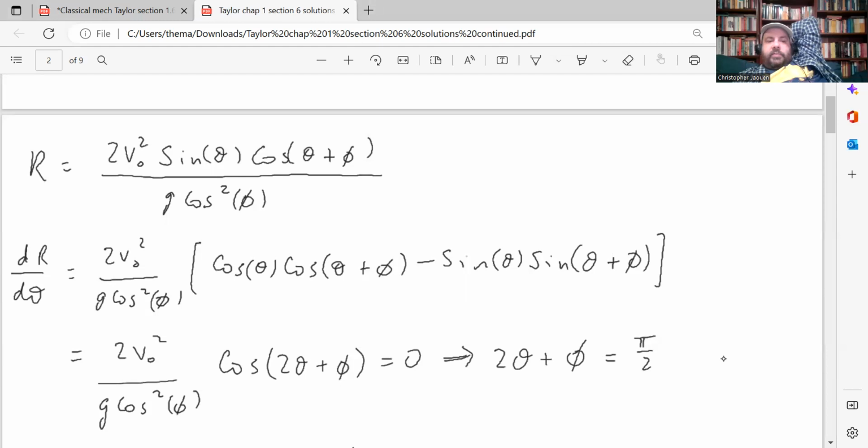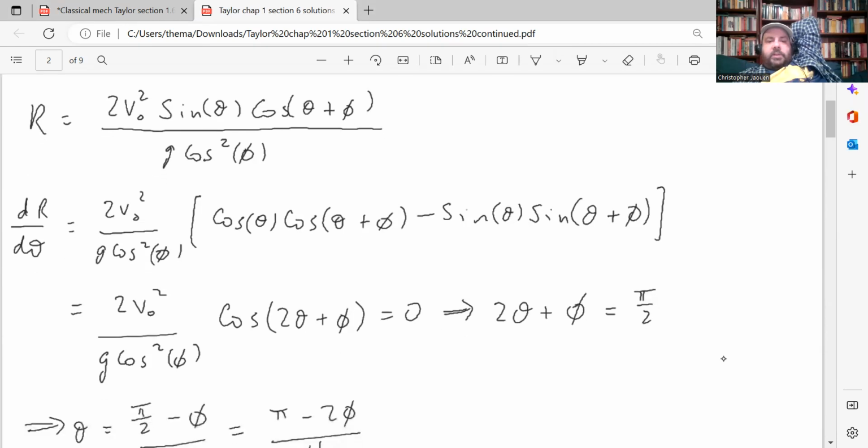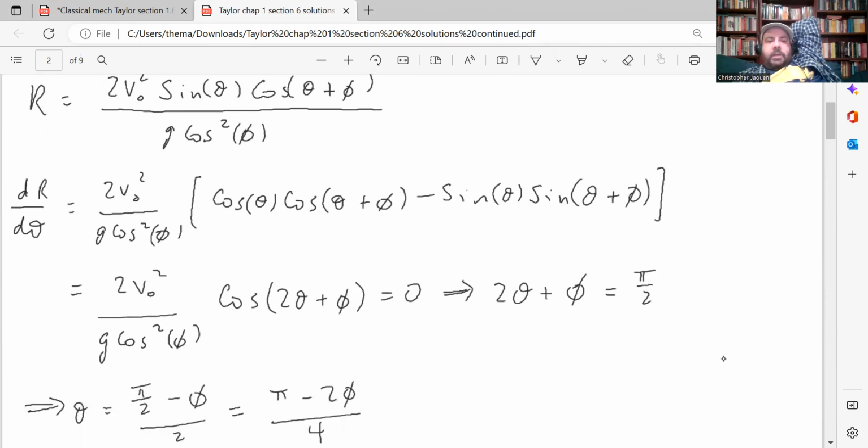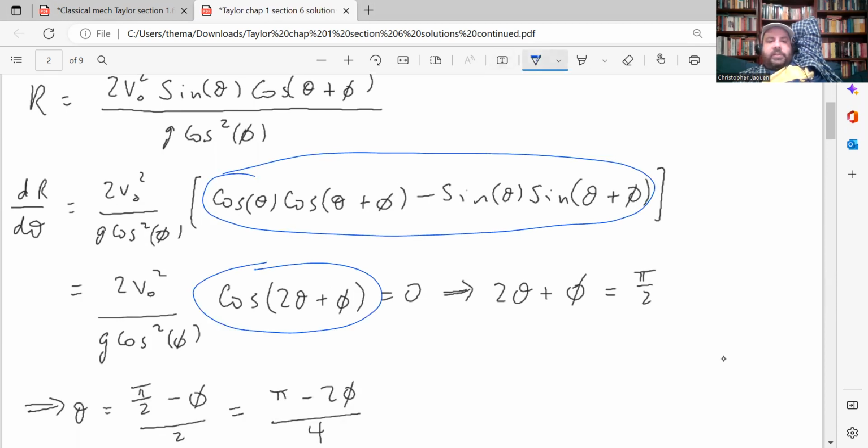I just took the derivative of r with respect to theta. You get this expression here. And again, you have to use that identity, the sum identity for cosine. This simplifies to give you this. And that's equal to 0 when 2 theta plus phi is equal to pi over 2.